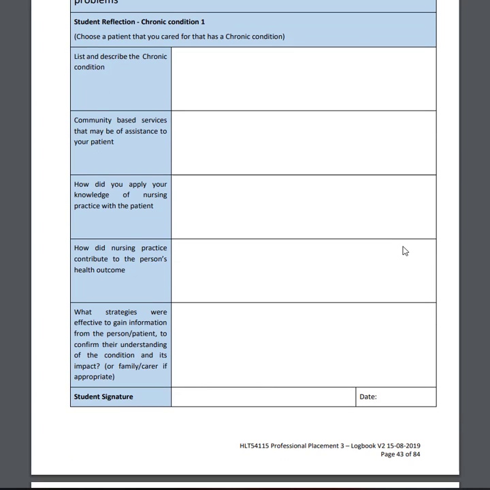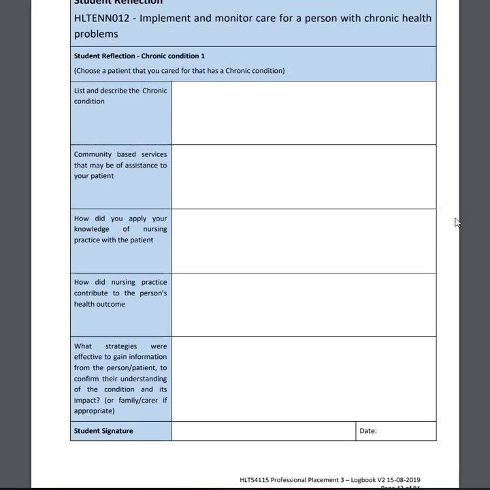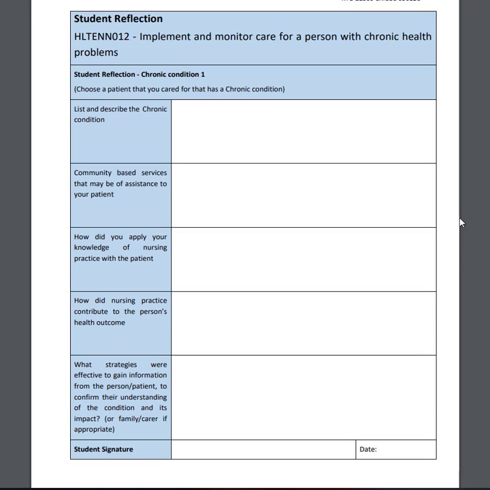And then we want you to think about how you applied your own nursing knowledge when you were caring for that person. So things that you have learned might be the anatomy and the physiology behind the condition. It could be as simple as developing the care plan for them. We want you to think about how you had a positive impact or how you positively contributed to the person's health outcome and make a note of that.